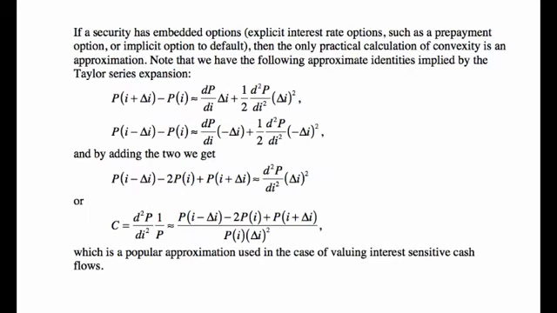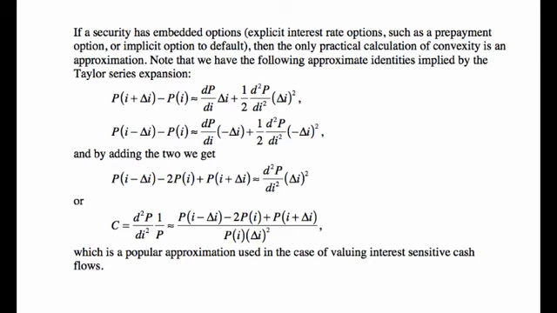Now, if the security that we are considering is not deterministic, meaning not fixed cash flows, but instead has embedded options, meaning that it can be prepaid or can default, and these are options effectively, option to prepay, option to default, then the only practical calculation of convexity is an approximation for which we use the Taylor series expansion.